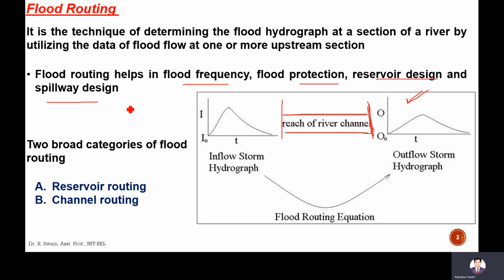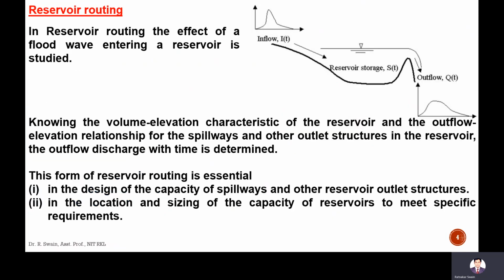There are two broad categories of flood routing, based on where we are going to apply the routing. One is reservoir routing, another is channel routing. If we are determining the outflow hydrograph in a reservoir, that is called reservoir routing. If we are determining the outflow hydrograph simply in the channel, that is called channel routing. So first, what is reservoir routing?